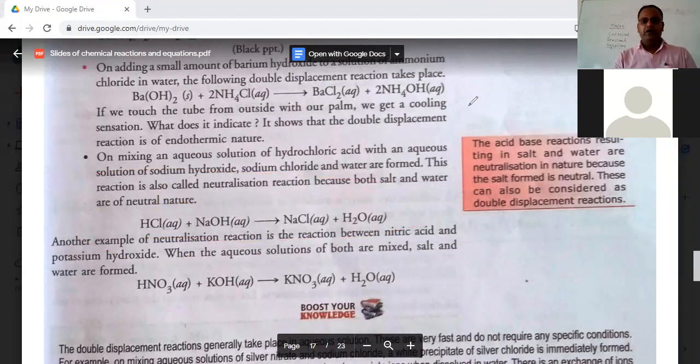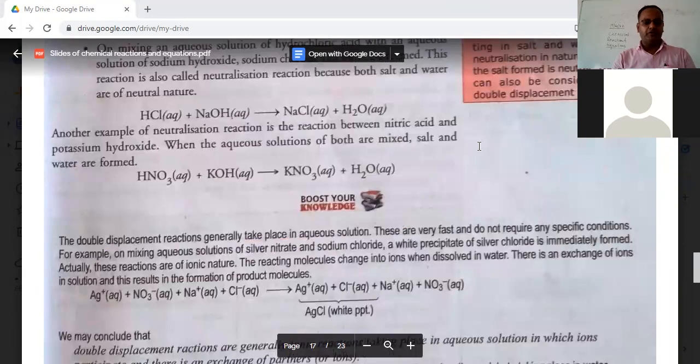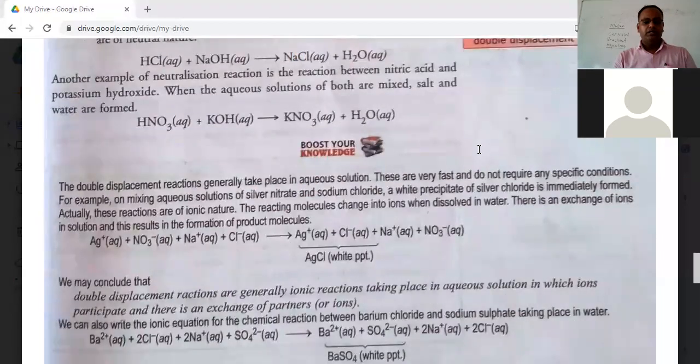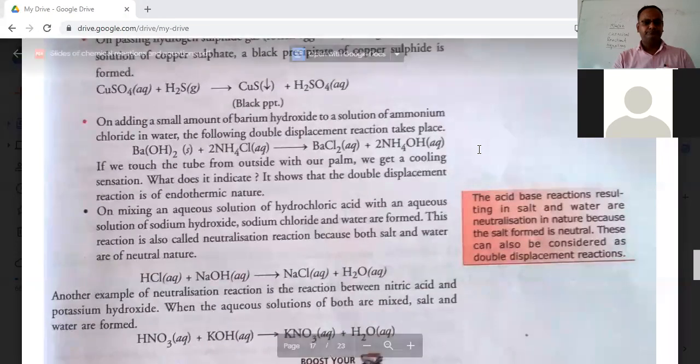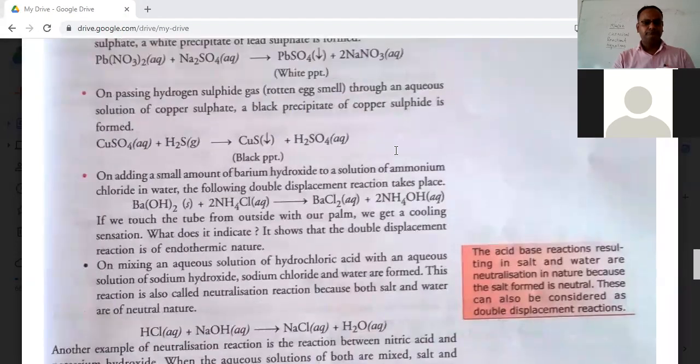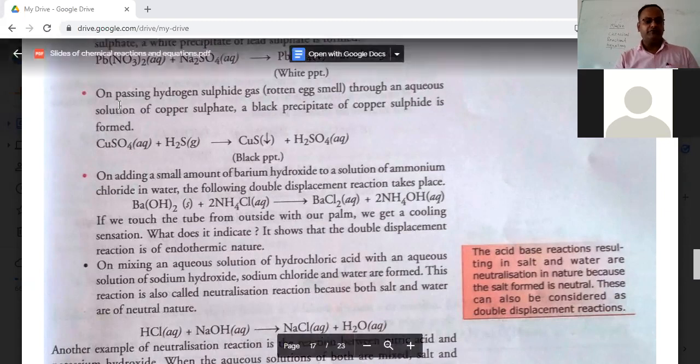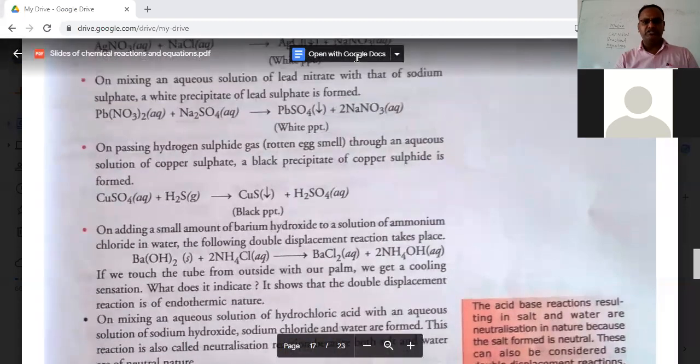Now we are coming to the second type of double displacement reaction, that is a precipitation reaction. For example, students, all of you look at this reaction which I'm highlighting. That is the precipitation reaction. Now, what is a precipitation reaction?